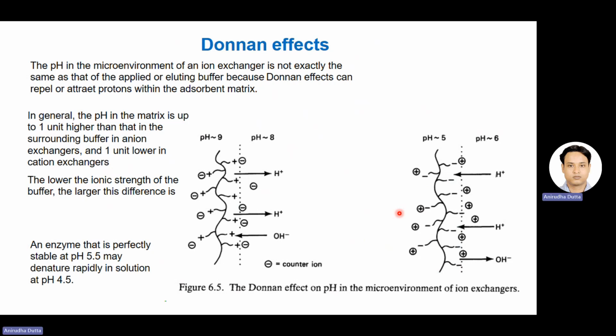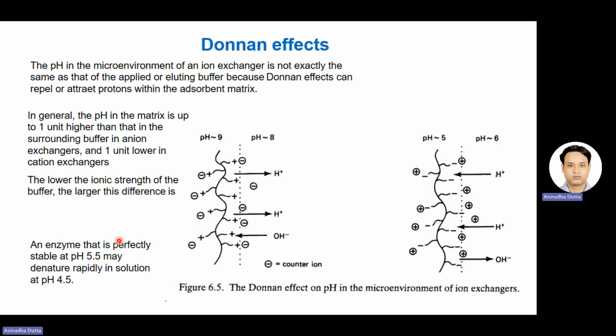Now, as we know, the protein is relatively more stable in basic pH compared to acidic pH. So for anion exchange, if the pH inside the matrix is 9 instead of 8, it would still not be that harmful for the structure of the protein. However, for a lot of proteins, acidic pH is very harmful for their three-dimensional structure.